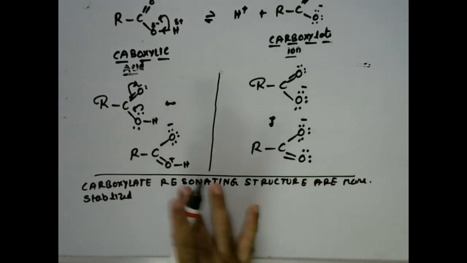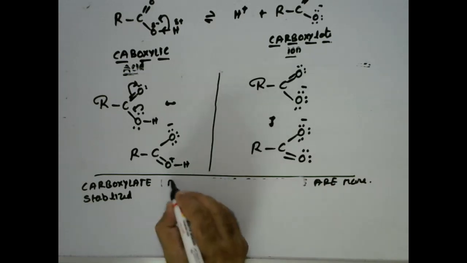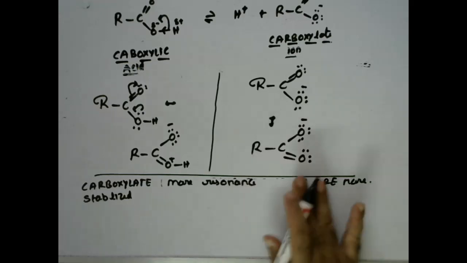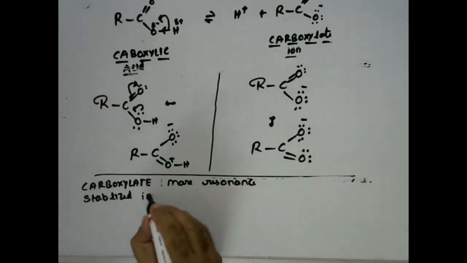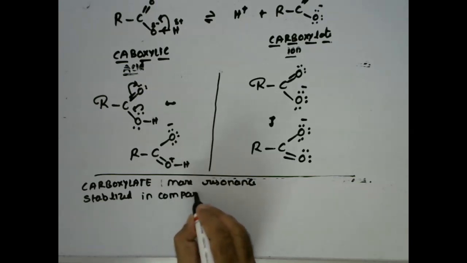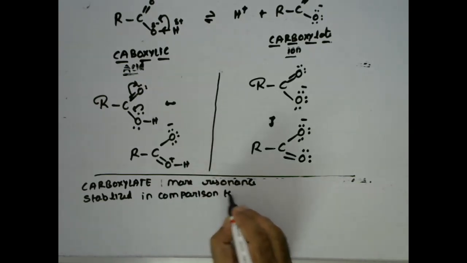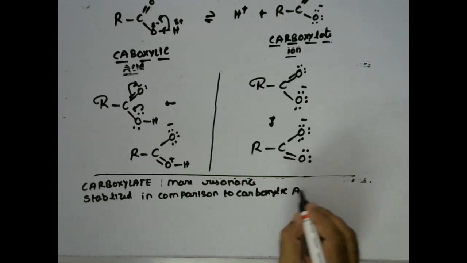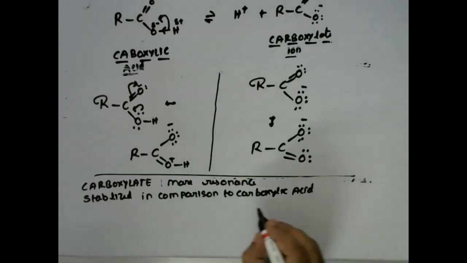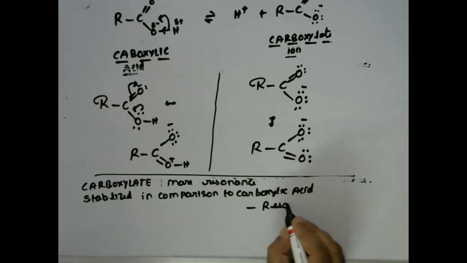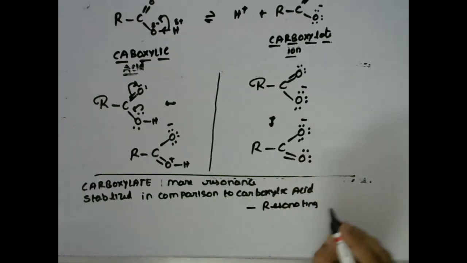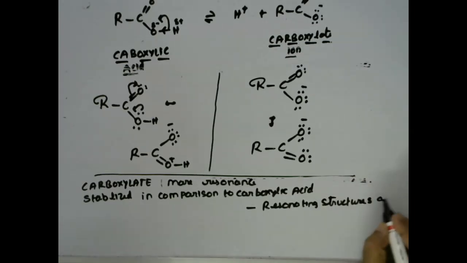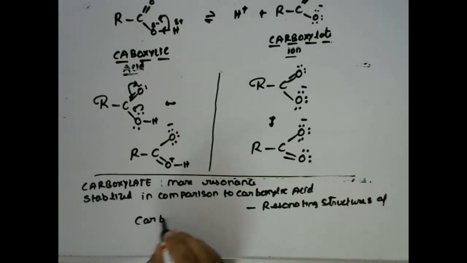Or we can write carboxylate ion is more resonance stabilized in comparison to carboxylic acid. That's why carboxylic acid is changing into something which is more stable, more resonance stable. So we are writing, the first reason is resonating structures of carboxylate ion are equivalent.